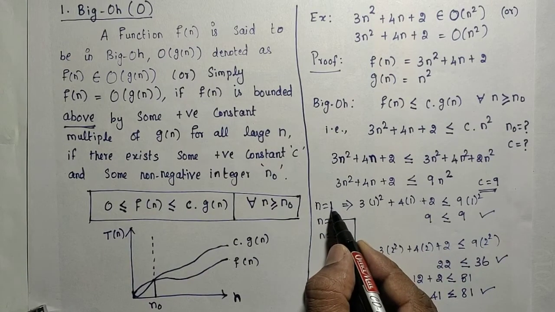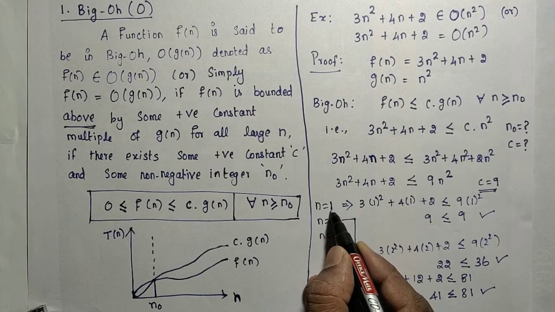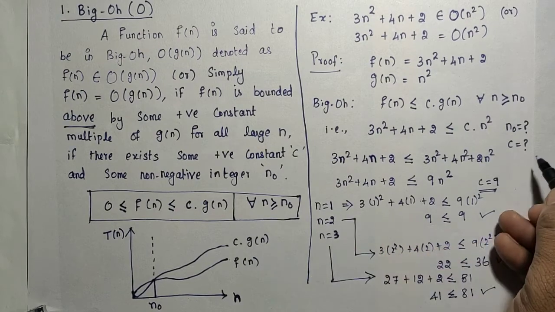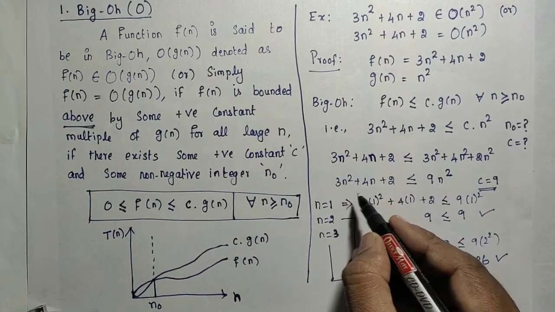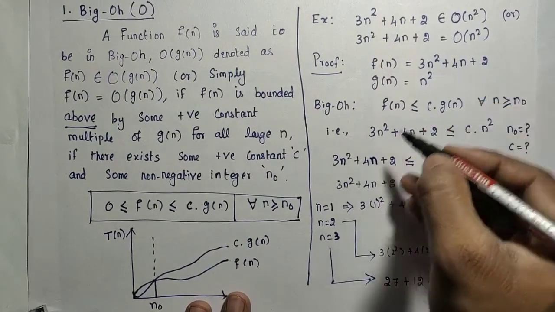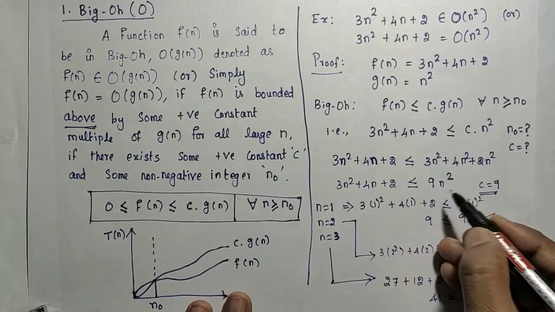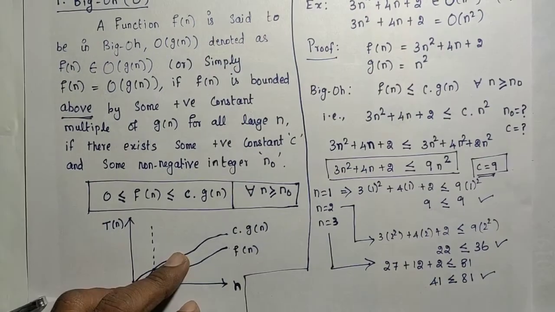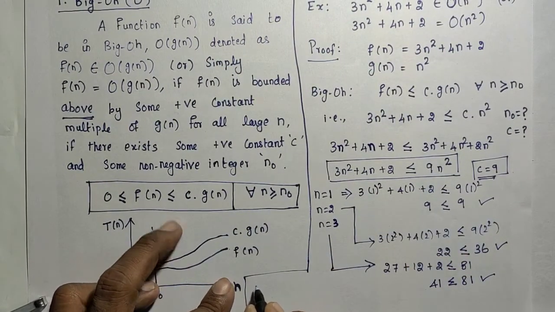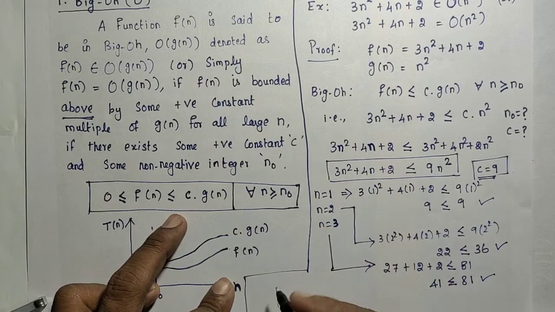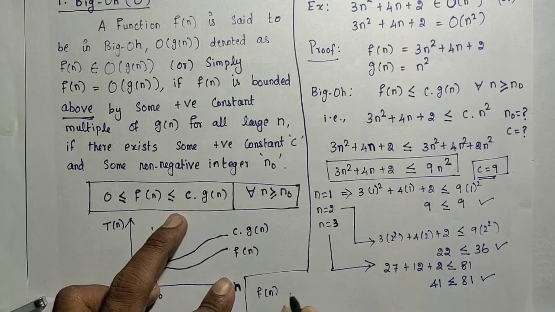So this is also a confirmation. After the n naught value, n equal to 1, 2, 3, and after that, this condition is true. So the function belongs to this class. That is how you have to convey it. How to prove it: 3n squared plus 4n plus 2 is f of n. Here f of n is less than or equal to C into g of n.